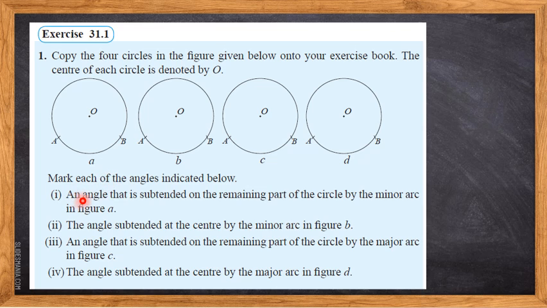Then here it says an angle that is subtended on the remaining part of the circle. Right, not on the center.